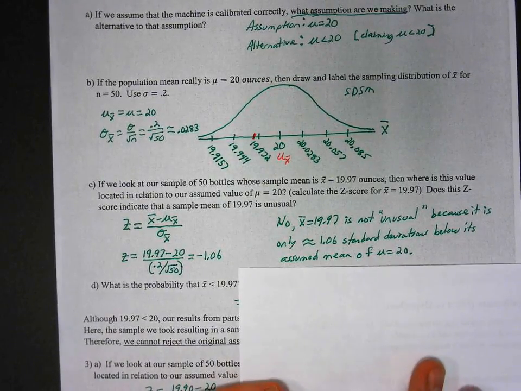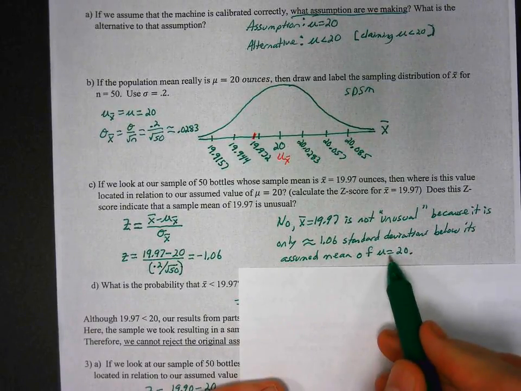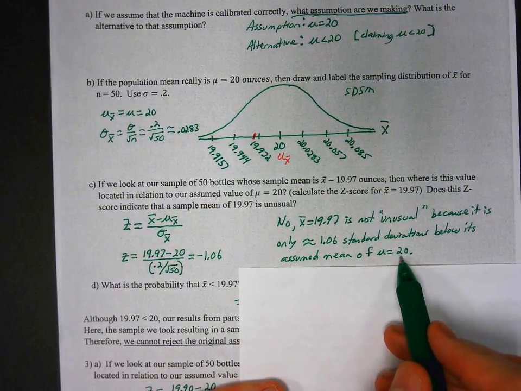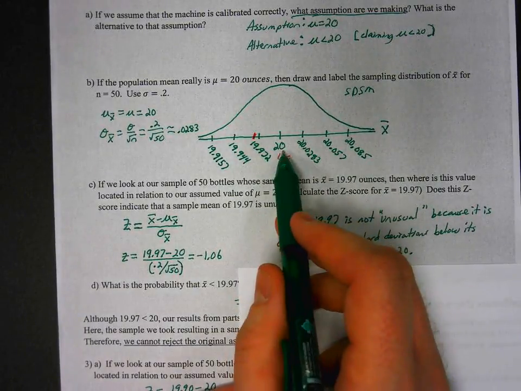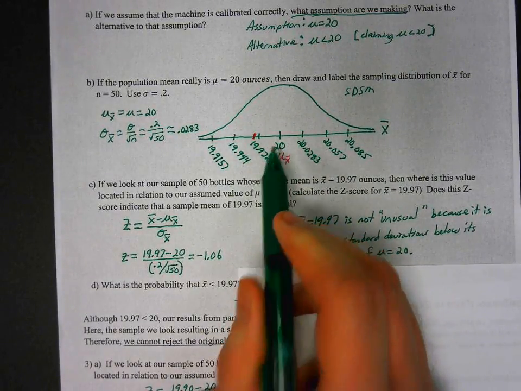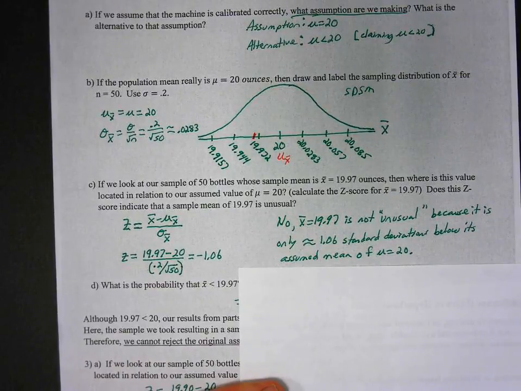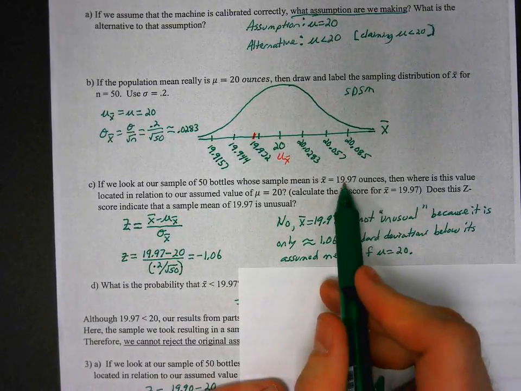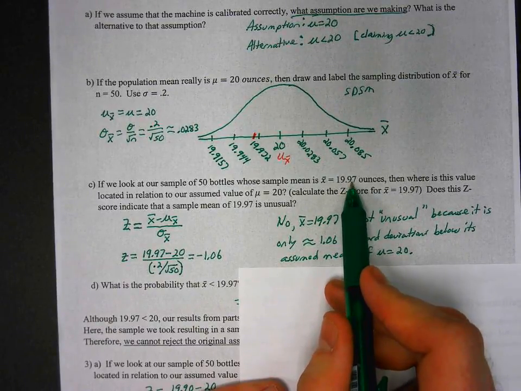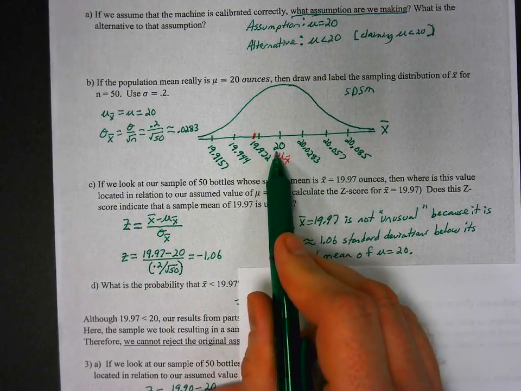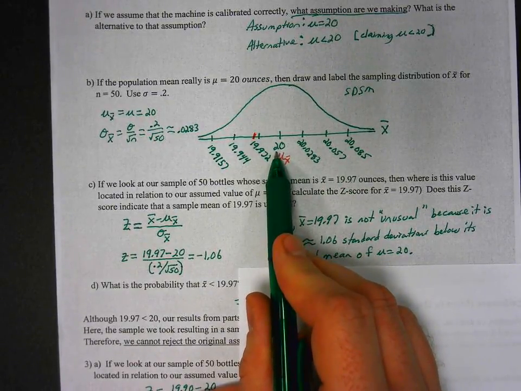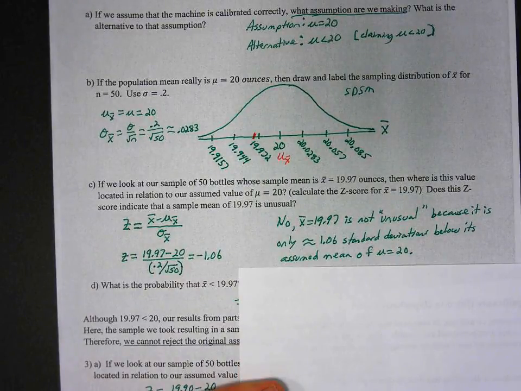So the basics here are saying if the mean really were 20, so the machine were calibrated correctly, we're assuming the mean was 20. 20 is right in the center of our distribution. So we wanted to test that. Taking a sample of size 50, we found their average to be 19.97 ounces. That is not far enough away from 20 to say that the 20 was an incorrect assumption. That's the essence of what we're saying here.